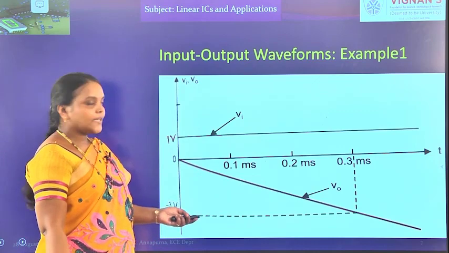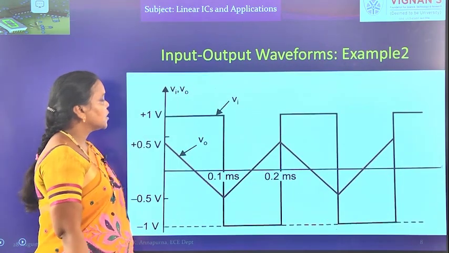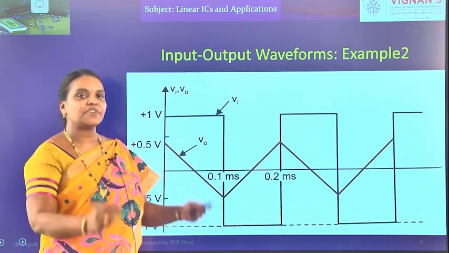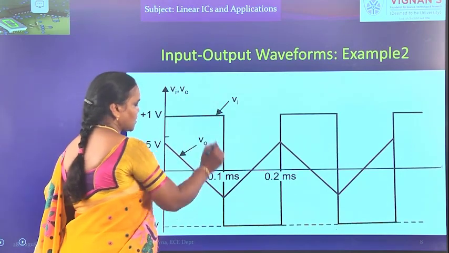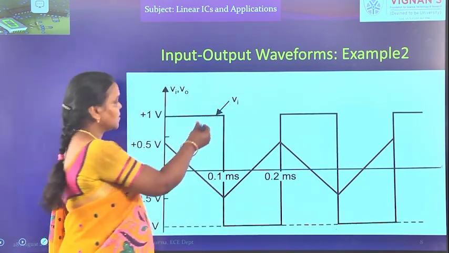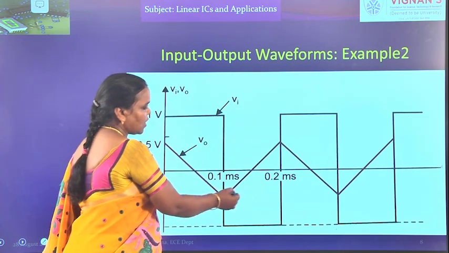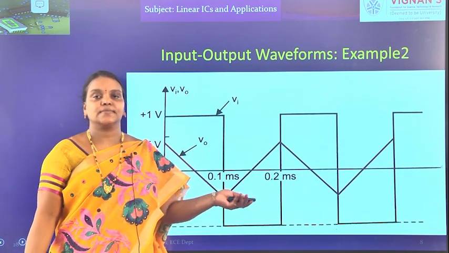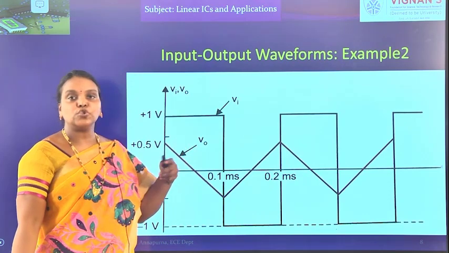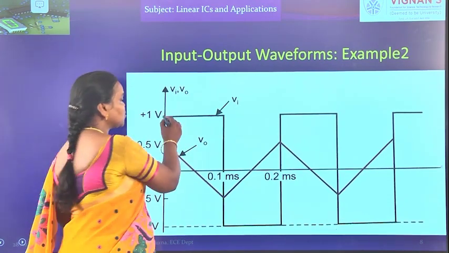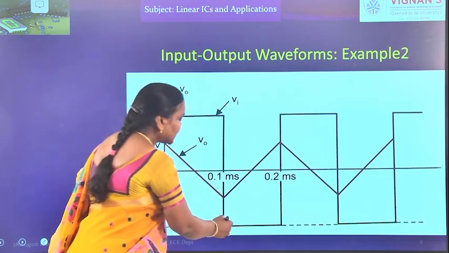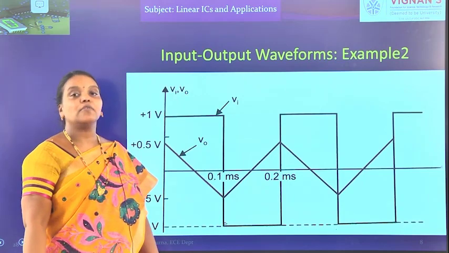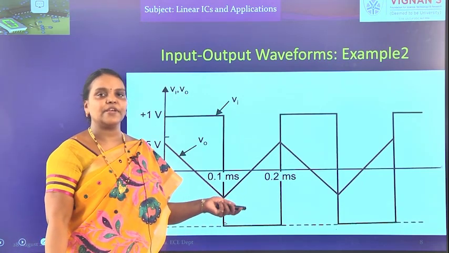Now, let us see the next example, square wave input. In a square wave input, what are the different segments we have? Either a positive constant or a negative constant, or a transition from positive to negative or negative to positive. What is the integration of a constant? It is a ramp. Here, due to the inverting configuration, when it is at a positive constant, it is a negative going ramp. When it is at a negative constant, it is a positive going ramp. So, finally, the output is a triangular wave for the square wave input.